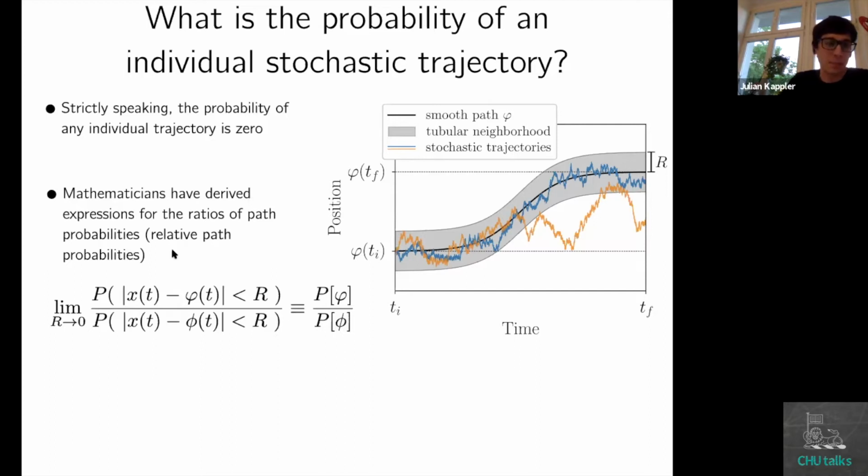Mathematicians then considered that the probability for this trajectory to happen is asymptotically the probability for a stochastic trajectory to stay in this tube. So they consider |x − φ|, the distance of the stochastic trajectory x from the reference path φ, which should always be smaller than some radius r. And this is the probability to stay in this gray region.